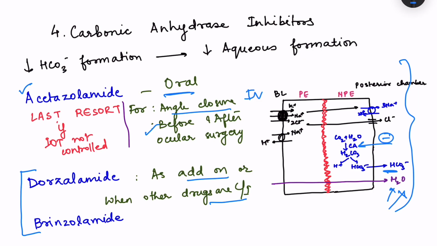Basically, for each patient we have a certain target intraocular pressure. So we have to define the target intraocular pressure individually for each patient depending on the changes which have occurred in the optic nerve, and if that target intraocular pressure is not being achieved by a particular drug, then add-on drugs can be added.